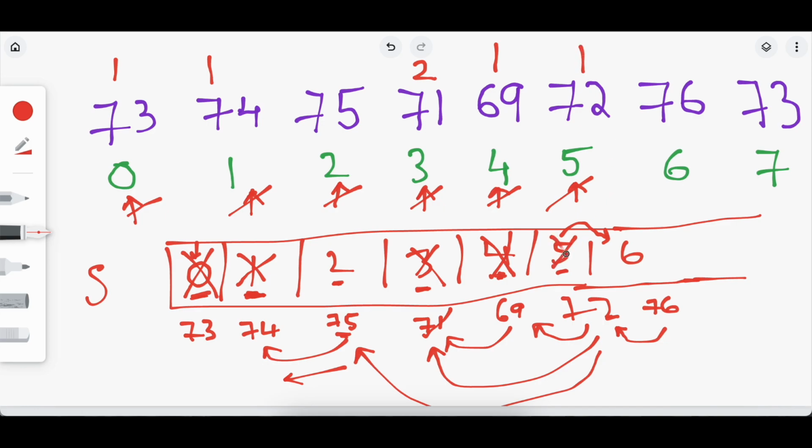Now I pop this out, and then I look here. So this is the one immediately to the left of it, right? So 76, I'll compare it with 75. Okay, now again, I see that 76 is greater than 75.